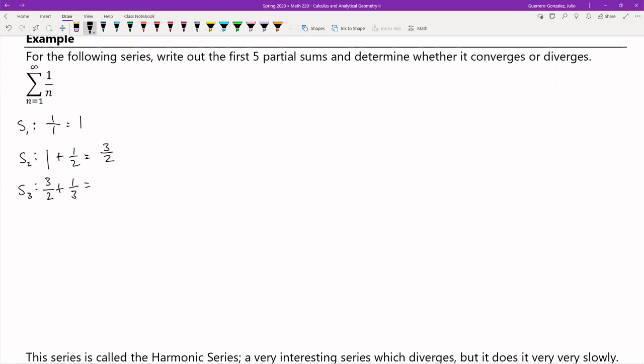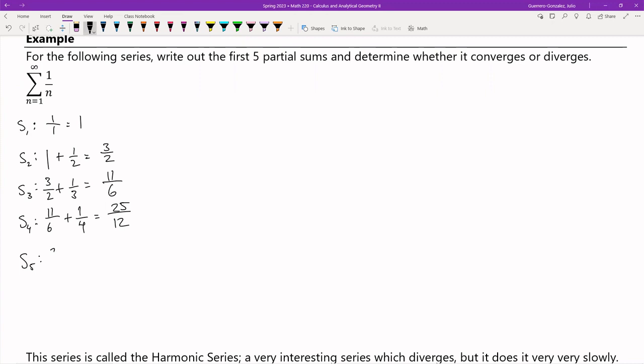This is equivalent to 11 over 6. If you do the common denominators right and add how you're supposed to, you should get 11 over 6. S4 is going to be the 11 over 6 plus 1/4, and if you do this right, that's 25 over 12.